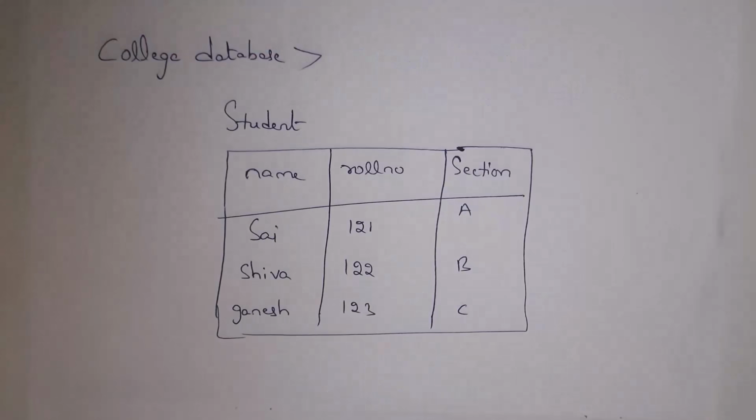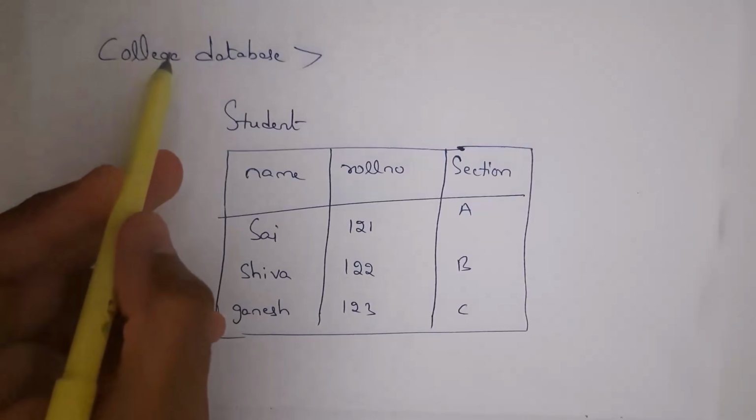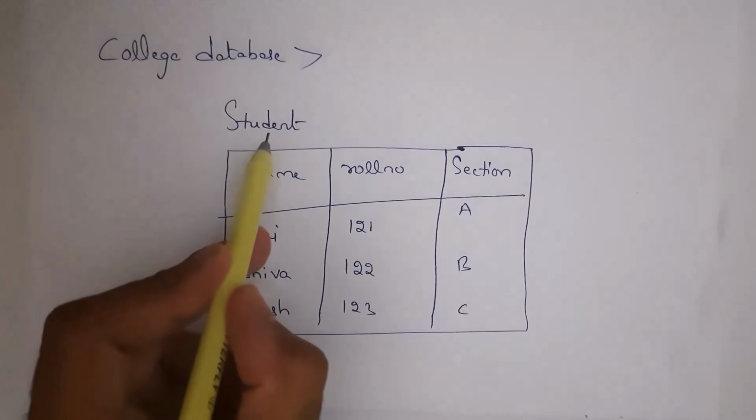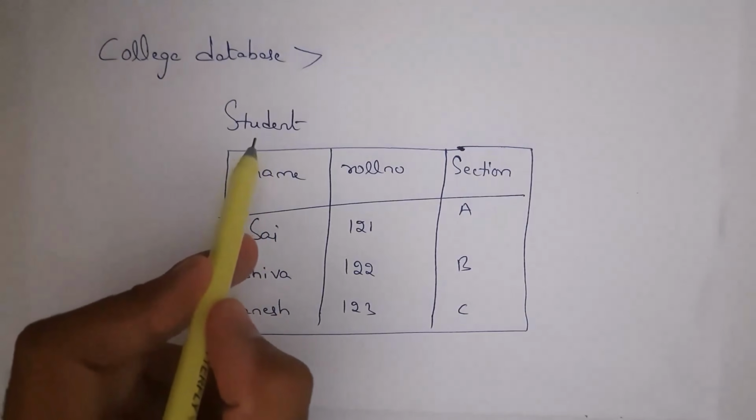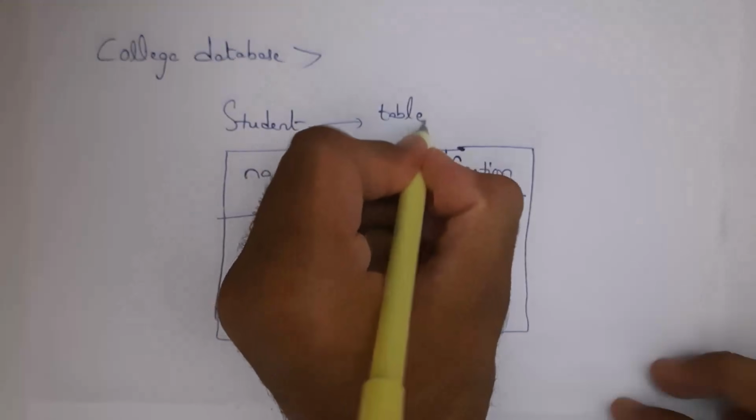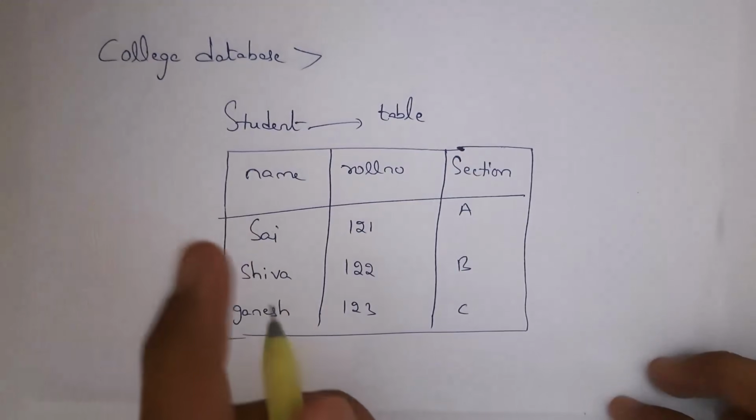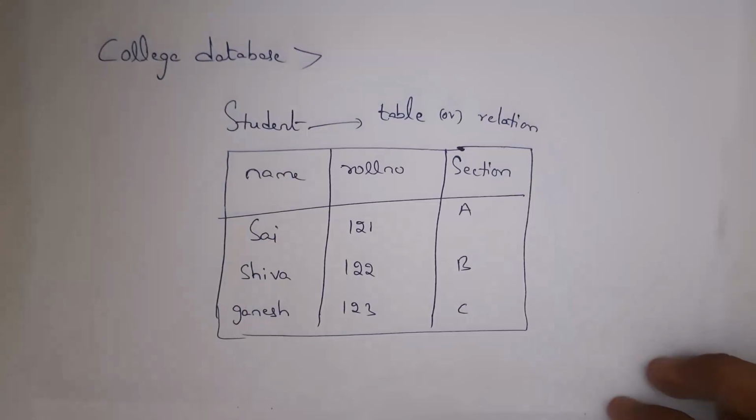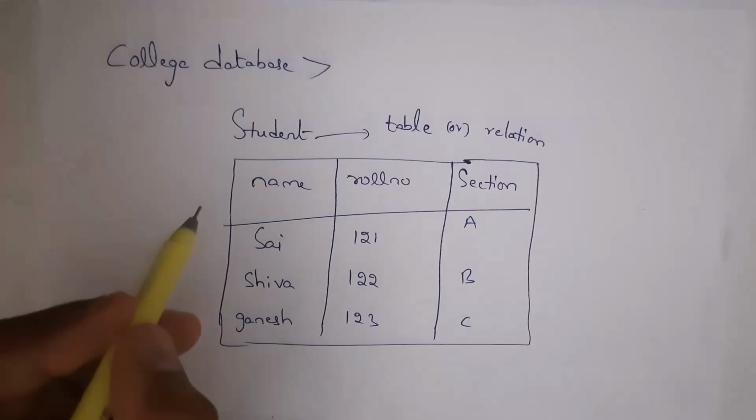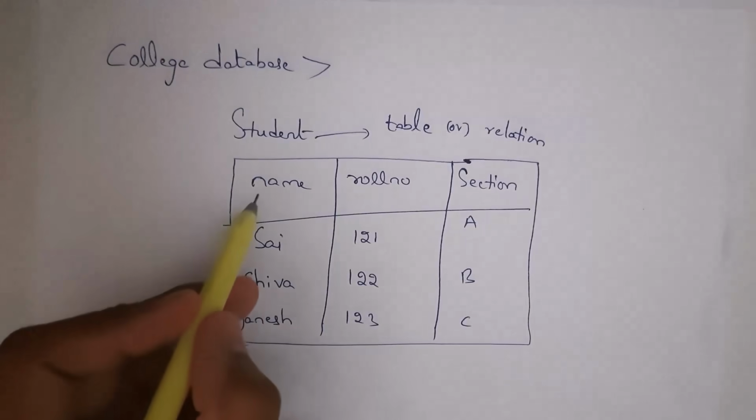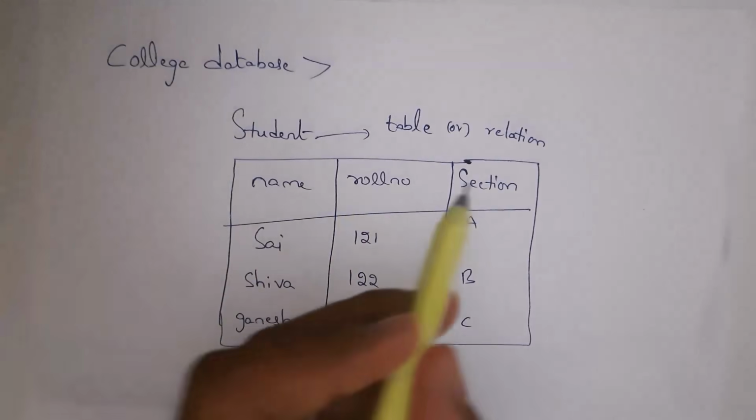For example, let us consider there is college database. Inside college database, there is student table. Guys, we also call this student table as relation. The student is nothing but table name, or you can also call this table name as relation. Why we call it as relation? Because if you consider the student table, in this student table we will store only student related information like student name, student roll number and student section.